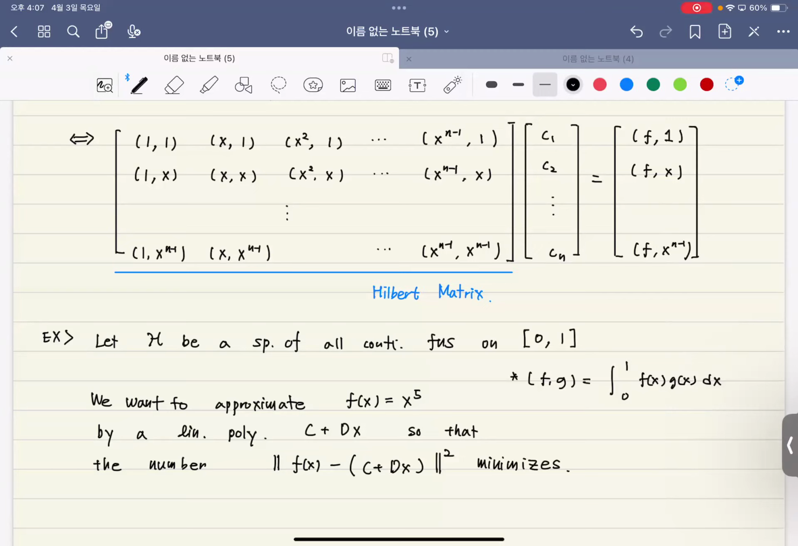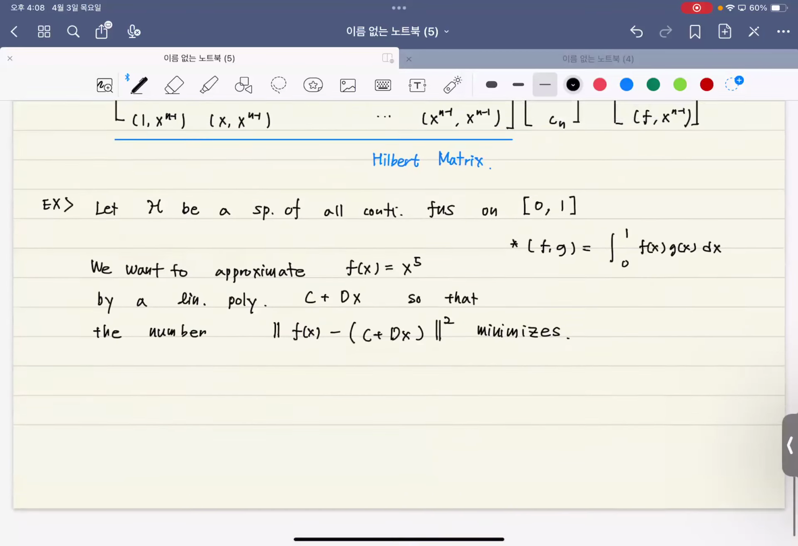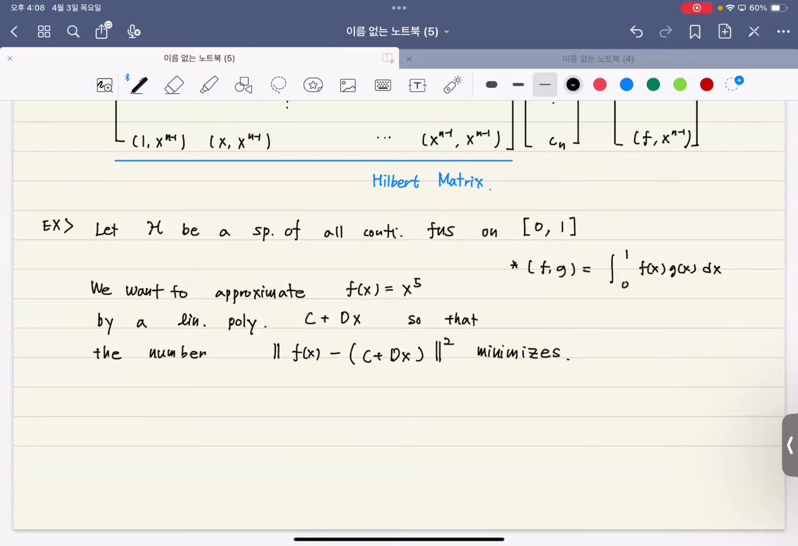Well, let me try to find such a linear polynomial c plus dx. Although I have spelled out many statements, if you are paying attention to my lecture, then you can easily realize this question is actually looking for the projection of this function onto the subspace spanned by all linear polynomials. If I can find such a projection of the function f, then that projection minimizes this discrepancy, the difference between these two.